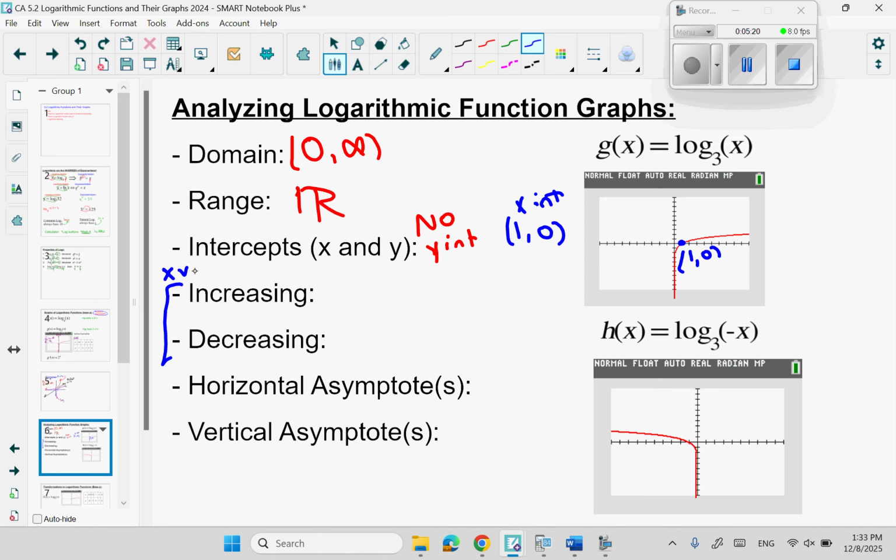Increasing and decreasing, where those are just about x values. And here we are actually always increasing. But I can't put negative infinity to positive infinity because I don't have all those x values. So my domain is just 0 to infinity because those are the only x values I have. Therefore, that's the only time it's actually increasing. Decreasing, I am never decreasing. Horizontal asymptotes, I don't have one. Vertical asymptotes, as we said, is now x equals 0.